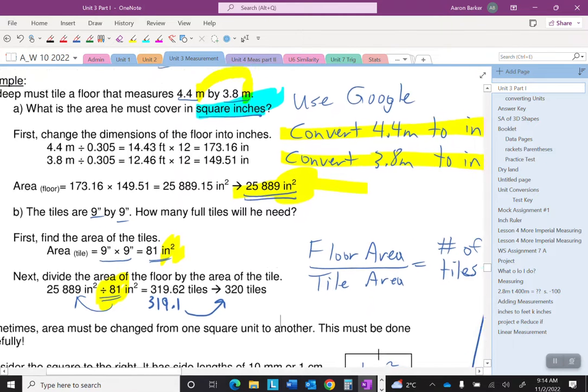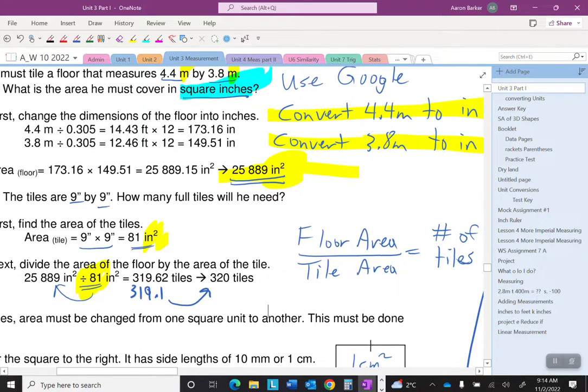Now, here's a trick question, which is on the project a little bit. We've talked about it a little bit, and we're going to talk about it a bit more. When you do your division, you're going to get 319.62 tiles. So then you have to round it. Now, that answer is easy. You're going to round up to 320 tiles. However, if you got an answer like 319.1, can you round down to 319? No, because then you're going to have a space on your floor. If you do not have enough tiles, you have a space on your floor. That can't happen. So you always round up.